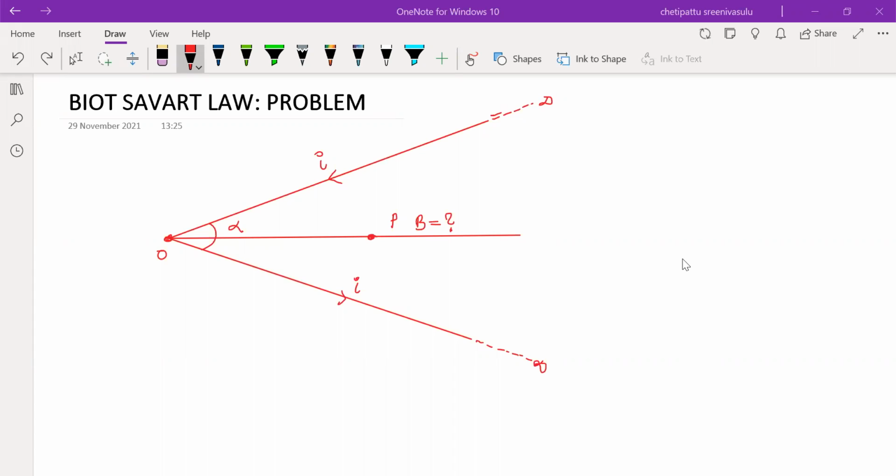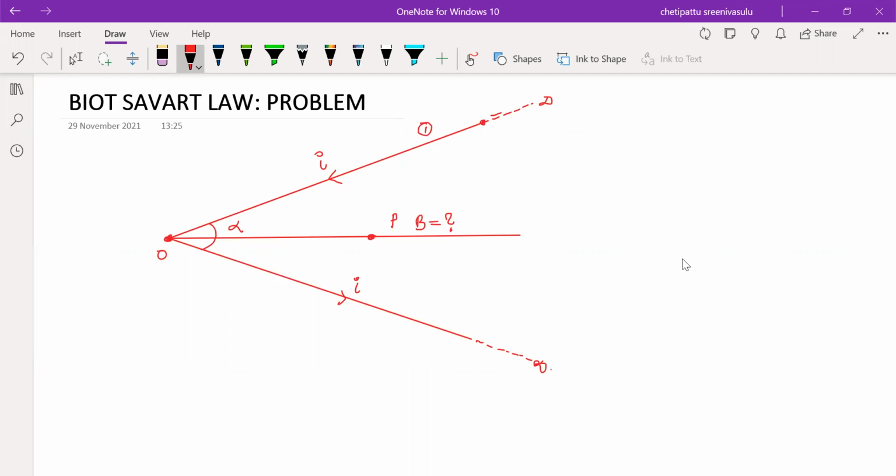Hi students, today we are going to discuss one problem based on application of Biot-Savart's law. Look at here, this is the first conductor. Current I is passing from infinity up to O, and from O current is leaving up to infinity.